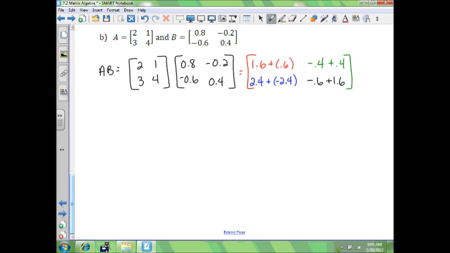Now, using your math skills, we should see that we get 1. Should be a negative 0.6 here. We should have 1, 0, 0, 1.